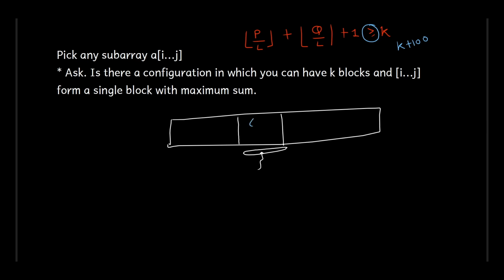So suppose this sum is S star. Suppose you have computed the sum of this subarray. This starts at I and this ends at J. Then you can notice that for the feasibility check that you have already done, you know that yes, there is at least one configuration in which this subarray can be a single block. It will get its own block. But how do you ensure that this S star remains maximum? Because how do you know?